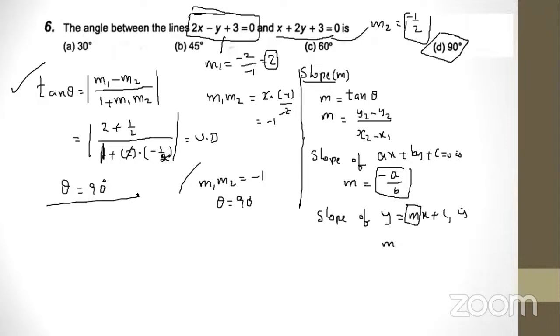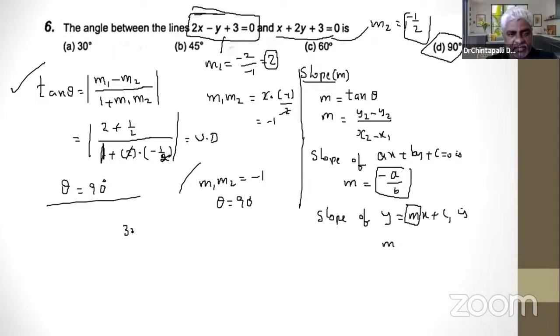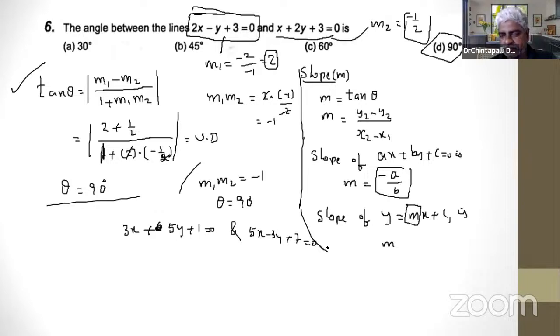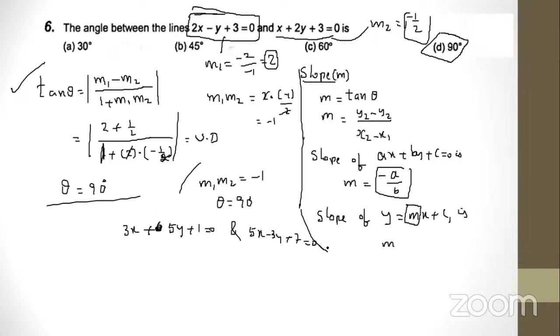I'm giving you one question. What is the angle between the lines 3x plus 5y plus 1 is equal to 0, and 5x minus 3y plus 7 is equal to 0? -3/5 is the slope of the first line, and 5/3 is the slope of the second one.